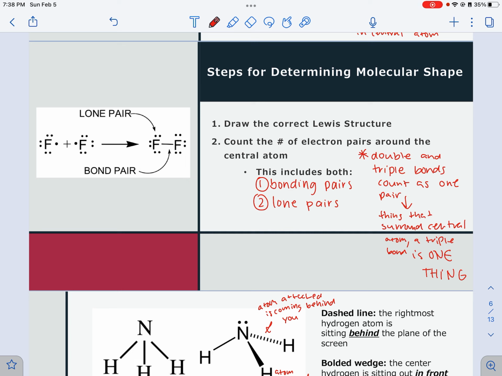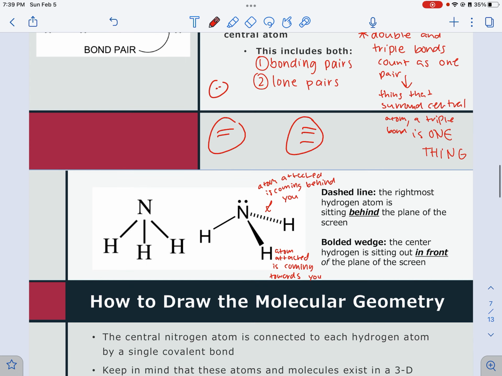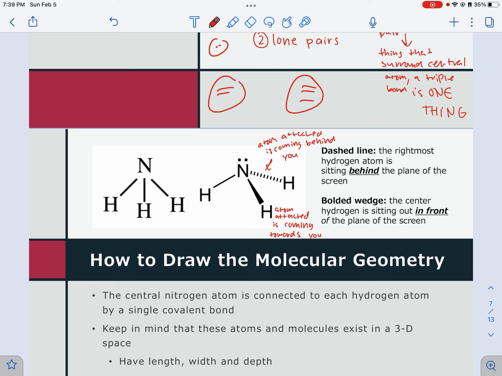Then count the number of electron pairs around the center atom. This includes bonding pairs and lone pairs, right? Triple and double bonds count as 1 pair. So triple is not 3, it's 1. It's just one thing, okay? They're not multiple things. Pairs are 1. Just think of that. This should be pretty easy.